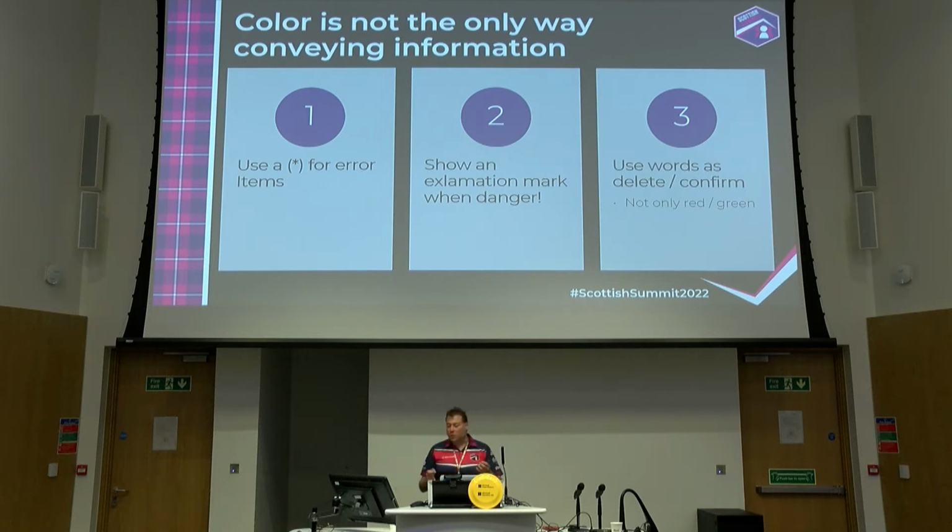And use simple words such as delete, confirm. Don't use only a red or a green button. What does it mean if you are colorblind? If you have a disability on the color spectrum deficiency. Because red-green difficulty is the most common among people on that spectrum.